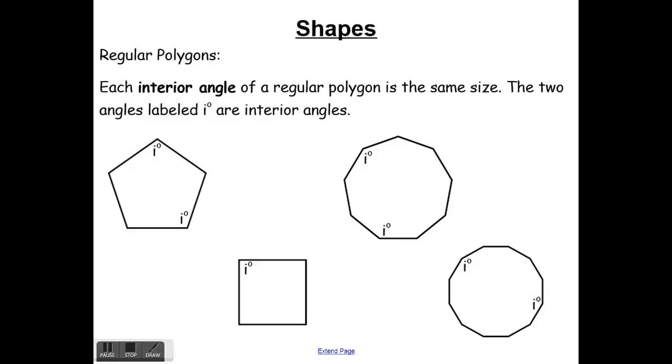So, an interior angle of a regular polygon: each interior angle is labeled I with a little degrees symbol, because angles are measured in degrees. Interior angles are all the angles on the inside. Again, in regular polygons, they are all the same size. So this angle and this angle are equal, this angle and this angle are equal. Inside one regular polygon, all the interior angles are the same.